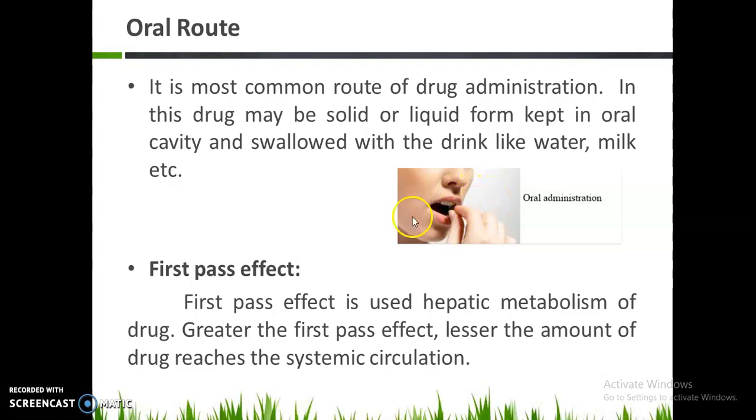Most commonly, we take the drink as water. Then first pass effect. What is meant by the first pass effect? It is used for the hepatic metabolism of the drug, where the greater the first pass effect, the lesser the amount of drug reaches the systemic circulation. Systemic circulation means it reaches the blood circulation. First pass effect means hepatic metabolism, meaning in the liver. The process which occurs in the liver is called hepatic metabolism.